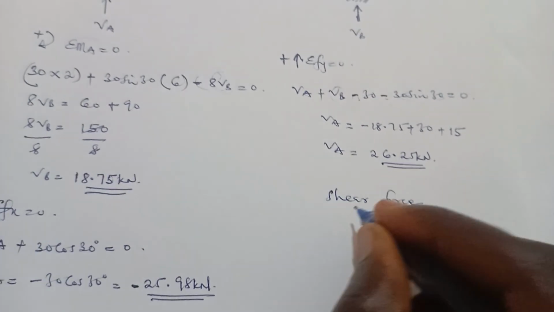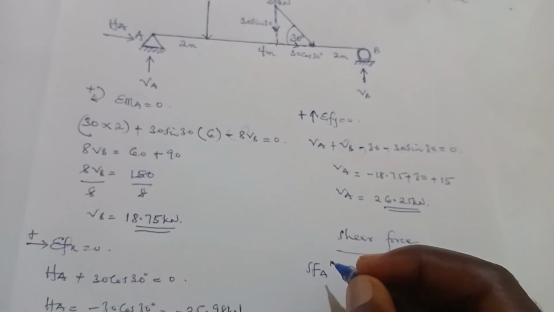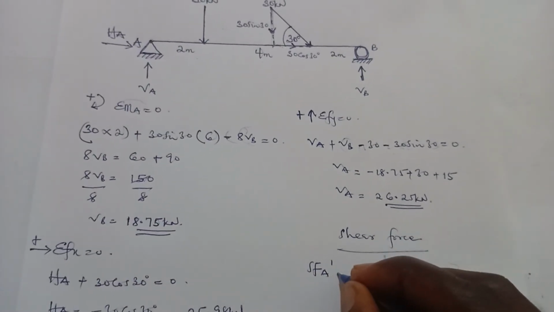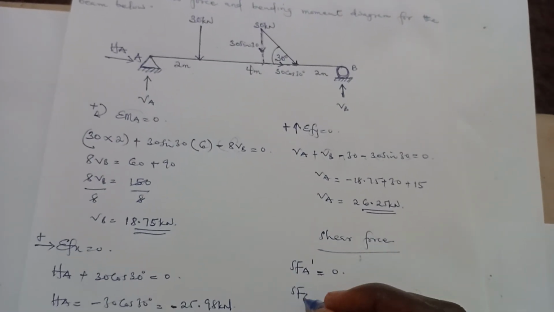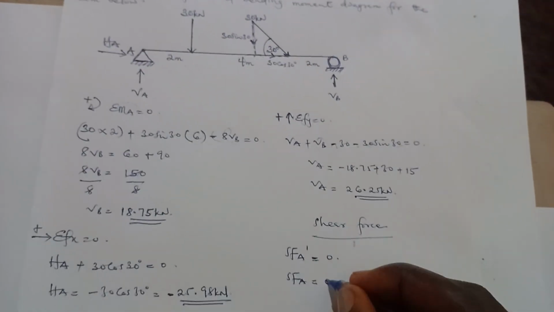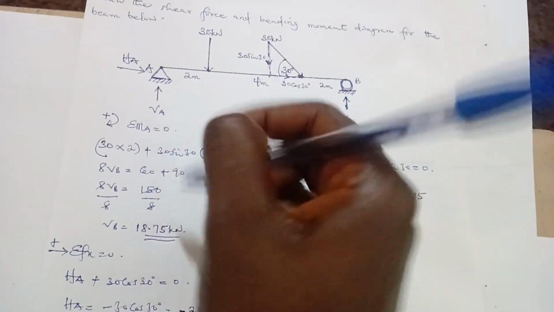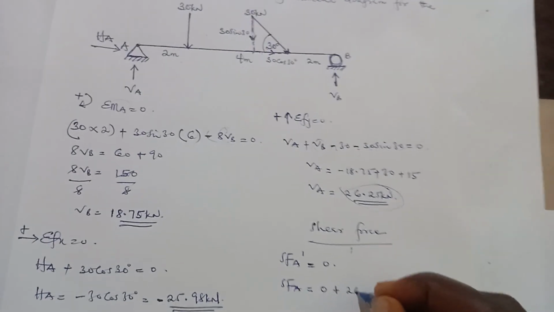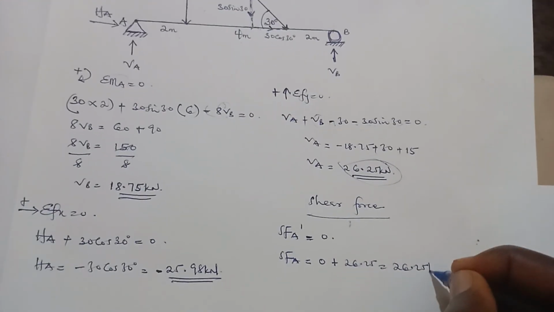The shear force. So shear force at A, we'll calculate for two values. So shear force at A prime is equal to 0. And shear force at A is equal to 0 plus, so this previous one plus VA. VA is moving up to 26.25, and this is going to give us 26.25 kilonewton.